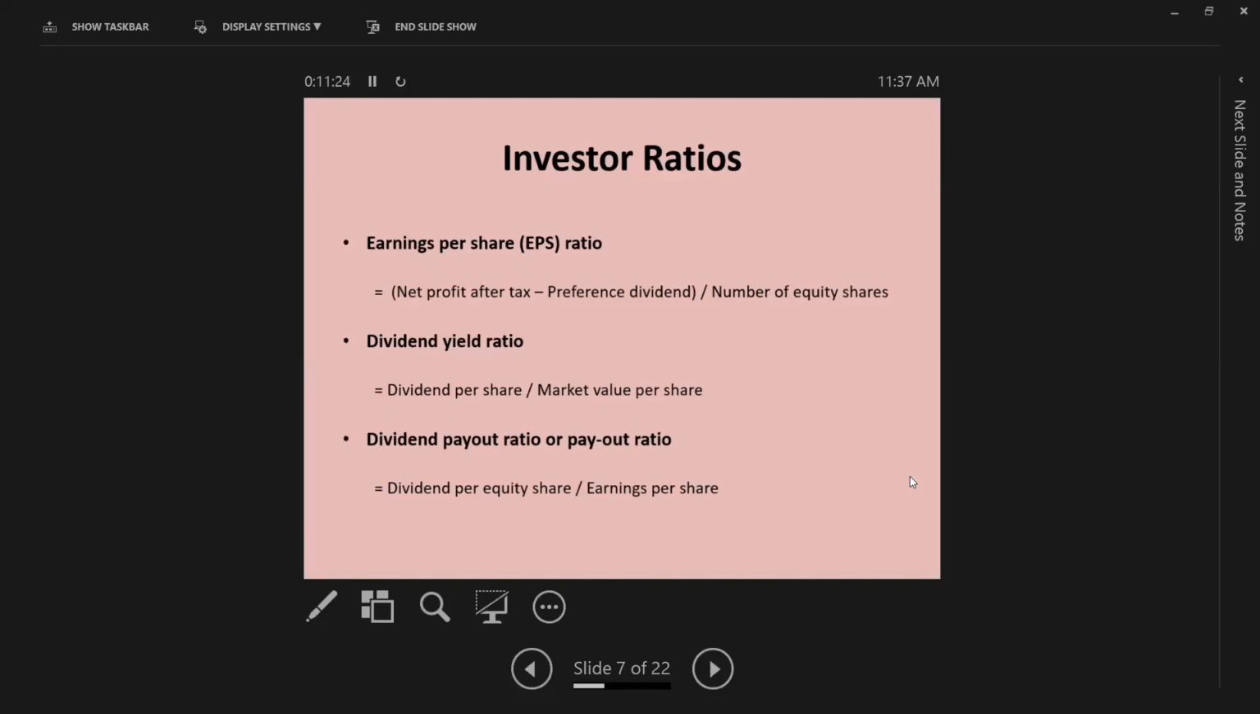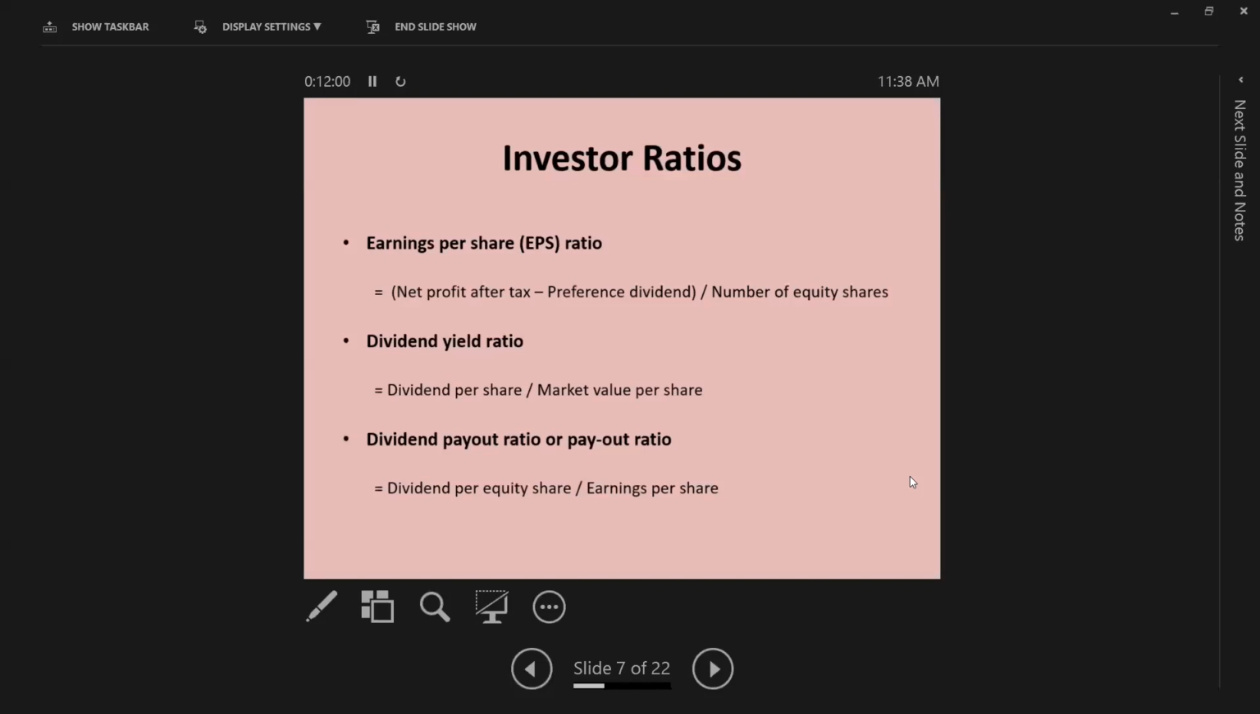If the number of equity shares is changing over the period, we have to take the weighted number of equity shares. Can you remember? We have to use the weighted number of equity shares if the equity shares are changing over the period. Then the next one is the dividend yield ratio. Here we divide the dividend per share by the market value. Here we are focusing on what we will get as the return in terms of dividend if we invest a particular amount in this company's shares.